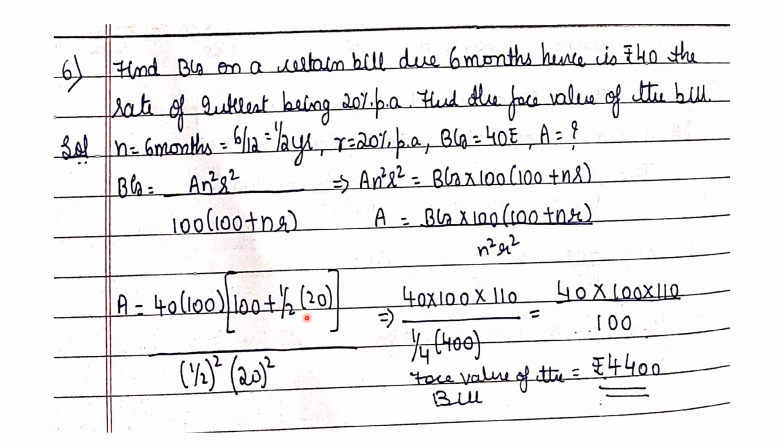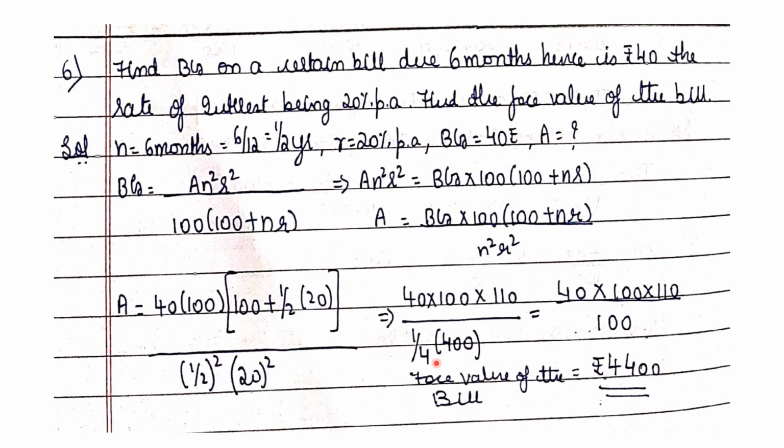For banker's gain, the value is 40, into 100, into 100 plus, substituting 1 by 2 in the place of N and 20 in the place of R. So N square will become 1 by 2 the whole square, R square will become 20 square. So calculate 40 into 100 into 110. According to the BODMAS method, whatever is in brackets has to be calculated first and then multiplied. Divided by 1 by 4 into 400. Then it will become 40 into 100 into 110 divided by 100.